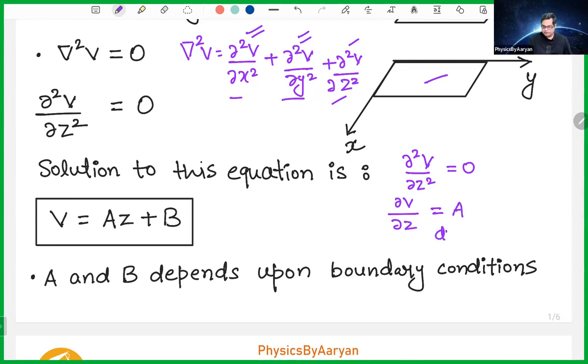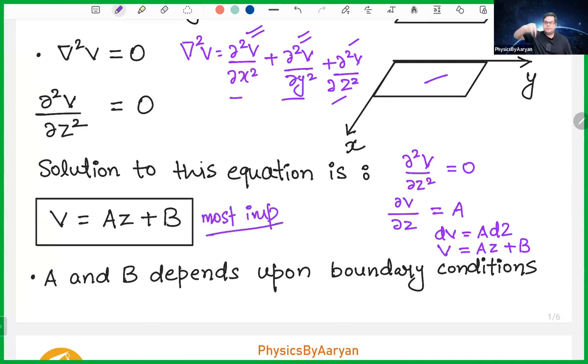Now what I can do is keep my dV on this side and dz on the other side. Then again integrate. Integration of dV is V, a is a, integration of dz is z, and then another constant b because it's an indefinite integration. So finally your result comes out to be az plus b. And that is the most important result. Most important.